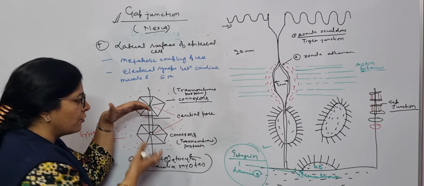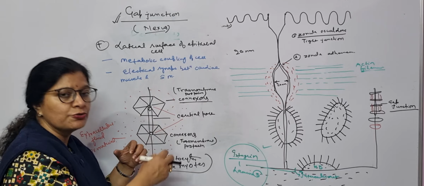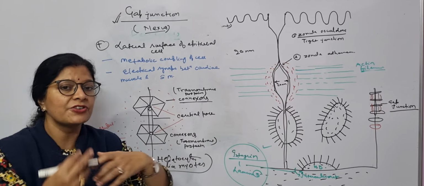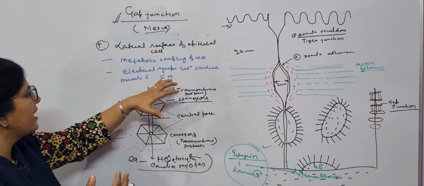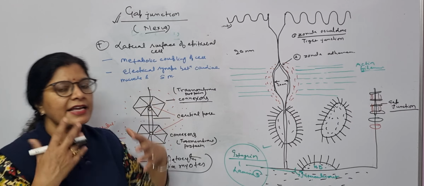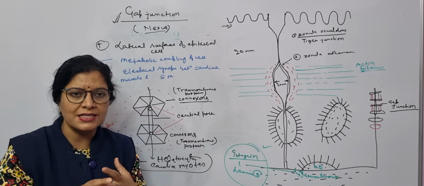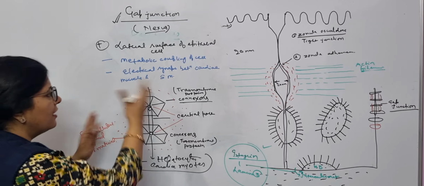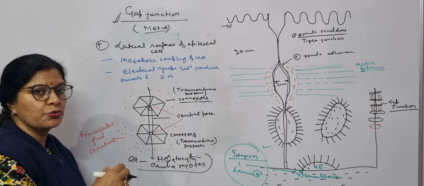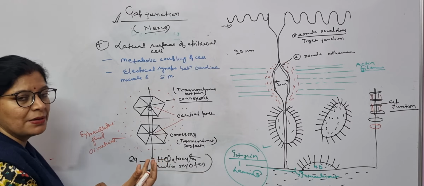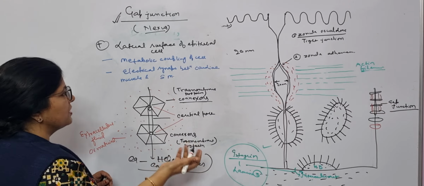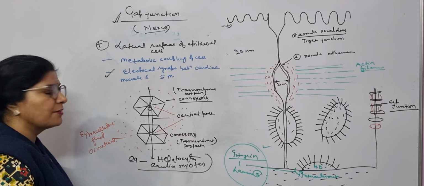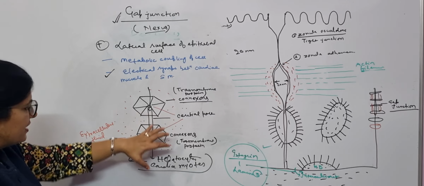Okay, not only the diffusion of materials between cells, they also act as the electrical synapse between the cardiac muscle and smooth muscle. Like in cardiac muscle or smooth muscle, we need continuous contractility. So there is a quick transfer of the impulses and forming of the synapses. So for this also, there is an electrical synapse between cardiac muscle and smooth muscle, and this is the connection.